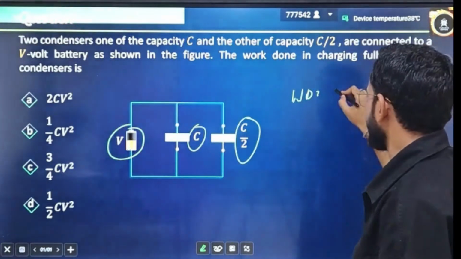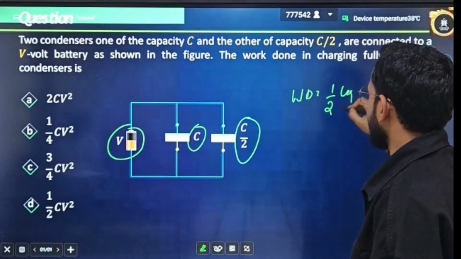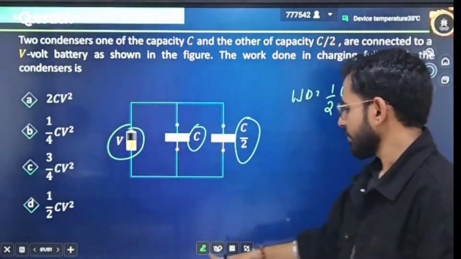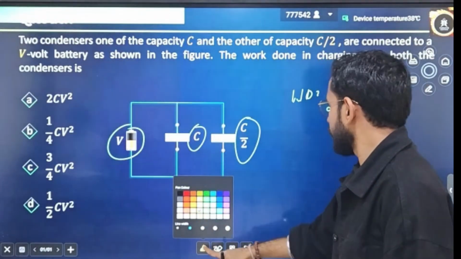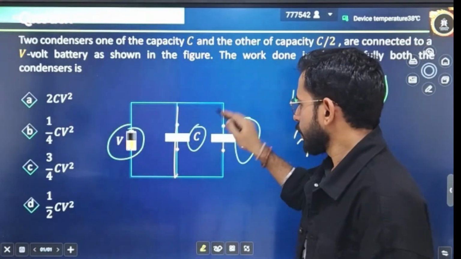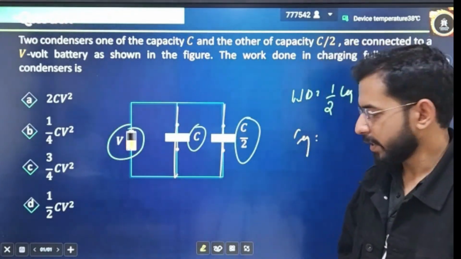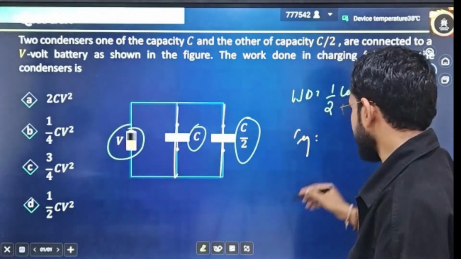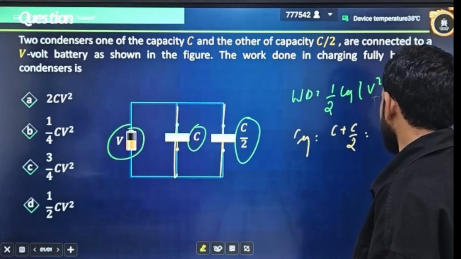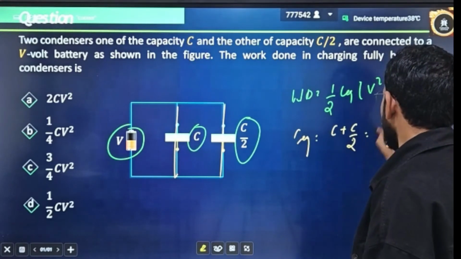What is the formula of work done? Half C equivalent V square, where the battery is connected as V. Eventually the question is very easy. The question is asking you only what will be your C equivalent. Two combinations are connected in parallel, which means the parallel formula is applied, so C equivalent will be C plus C by 2, that means net capacitance will be 3C by 2.